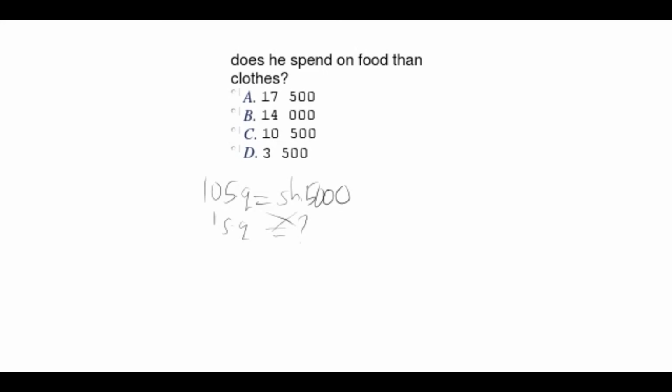So we have 1 multiplied by 5,000 divided by 10. So we are getting 1 times 500 is 500 shillings. So one small square represents 500 shillings. Now let's look at the expenses on food.